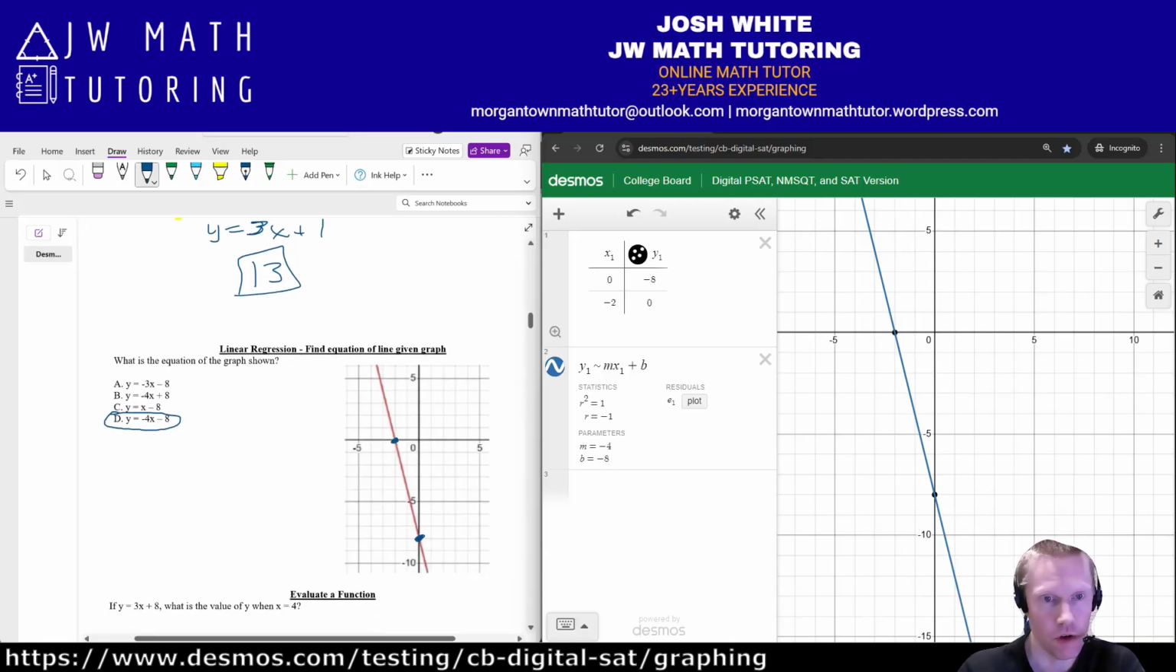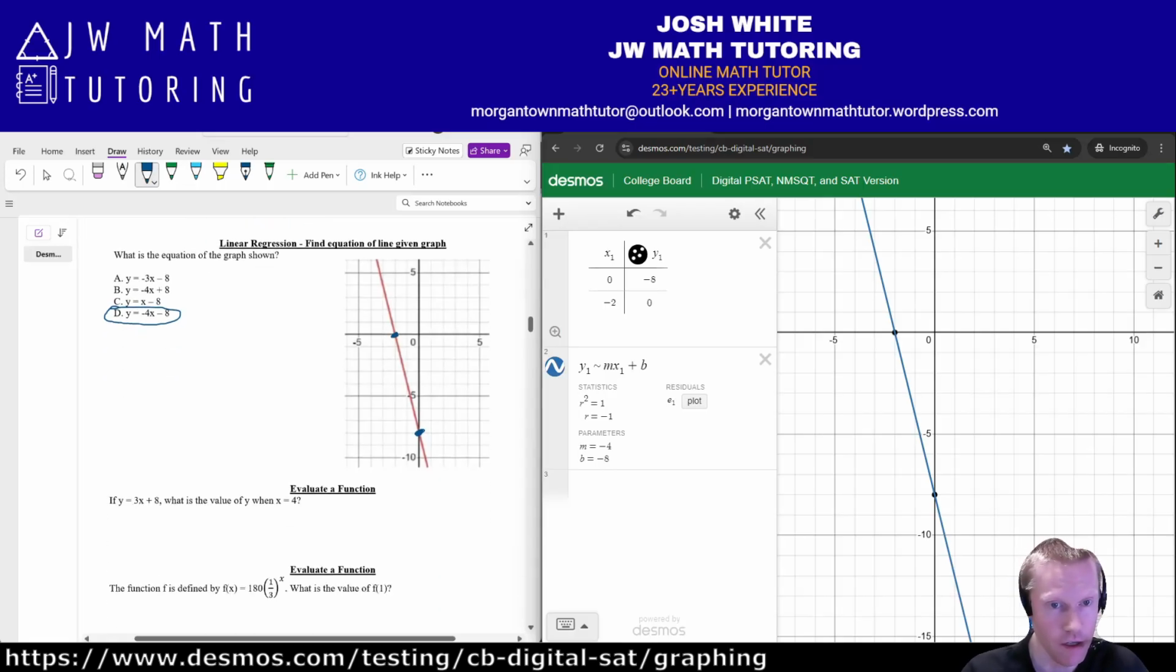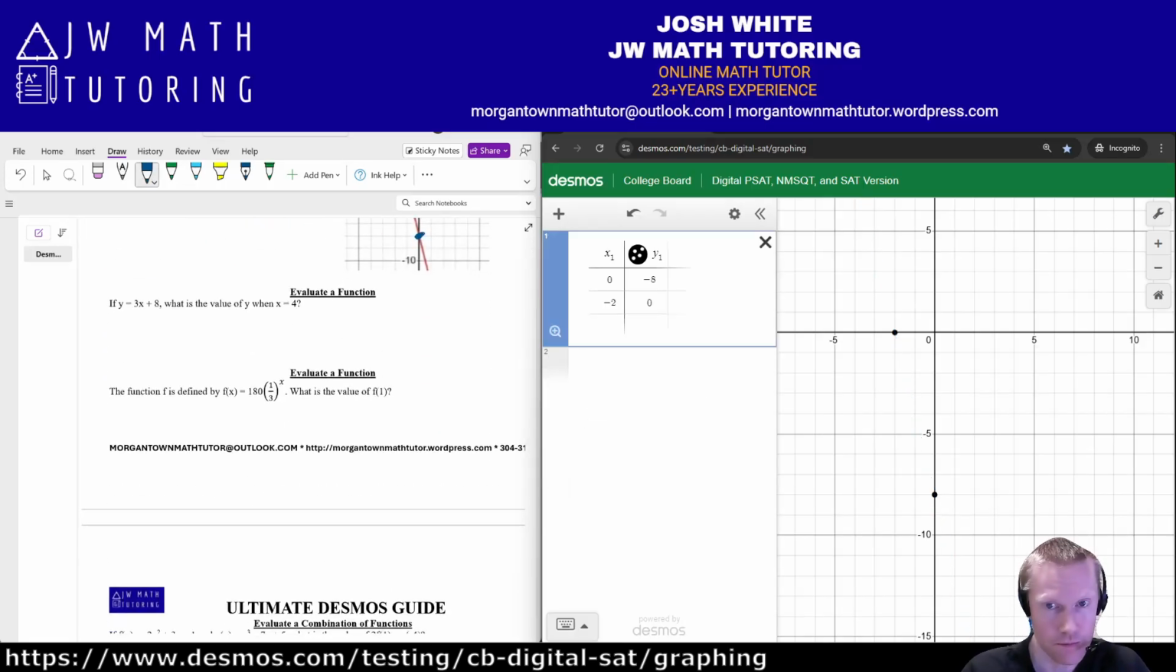But basically, the whole idea is if you have a point and a slope, or if you have 2 points, being able to get the equation of the line, meaning get its slope if needed, or get its y-intercept if needed, by using linear regression. That's the main skill. That's the main takeaway here.